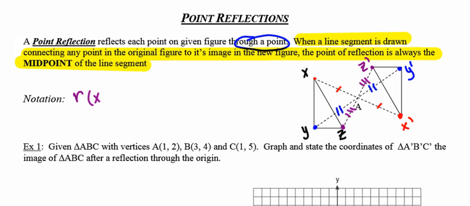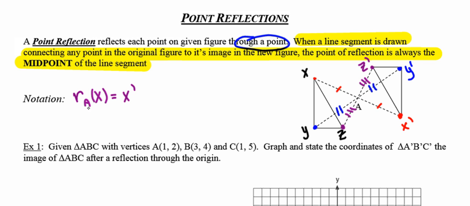All right, I'm going to back up here just a minute and talk a little bit about notation. I'm going to use a lowercase r to represent reflection, just like when we did line reflection. Reflection through point A of point X is X prime. So just like when we did line reflections, that small lowercase r represents reflection. Don't confuse that with the capital R for rotation.